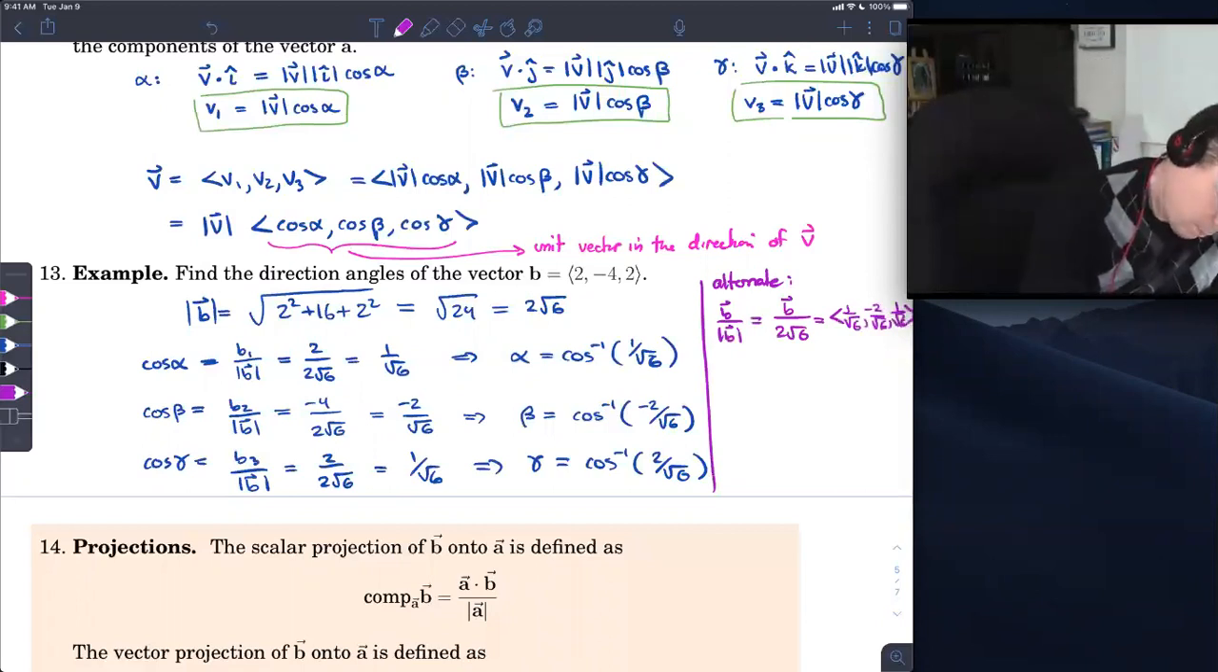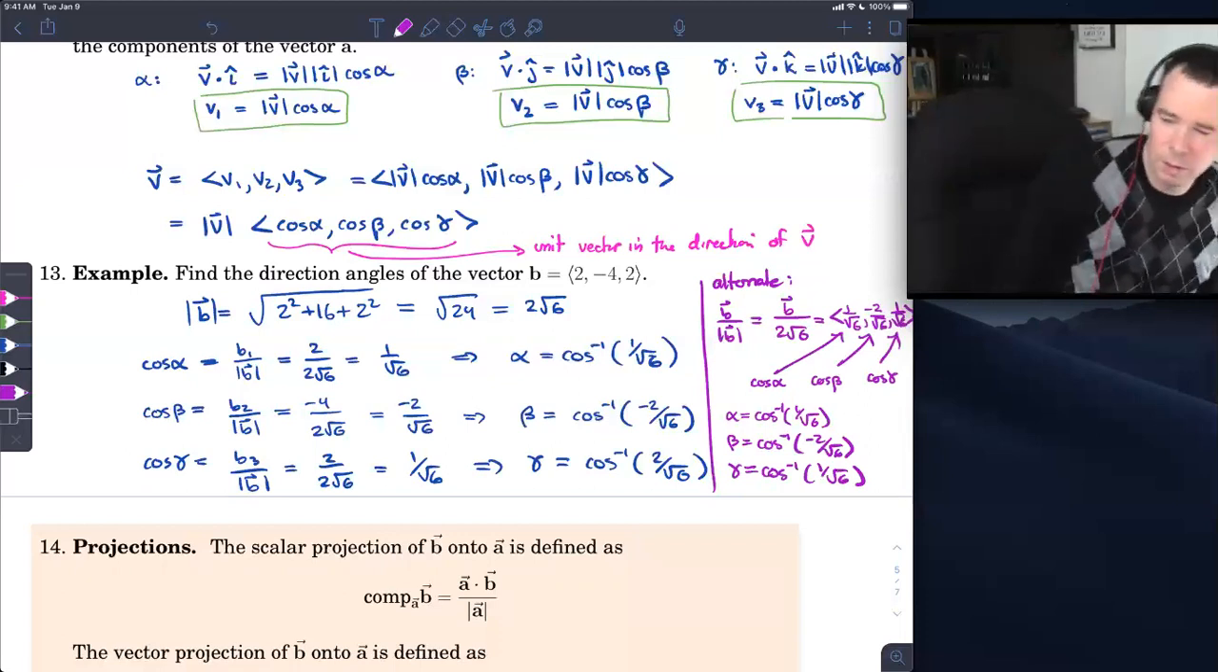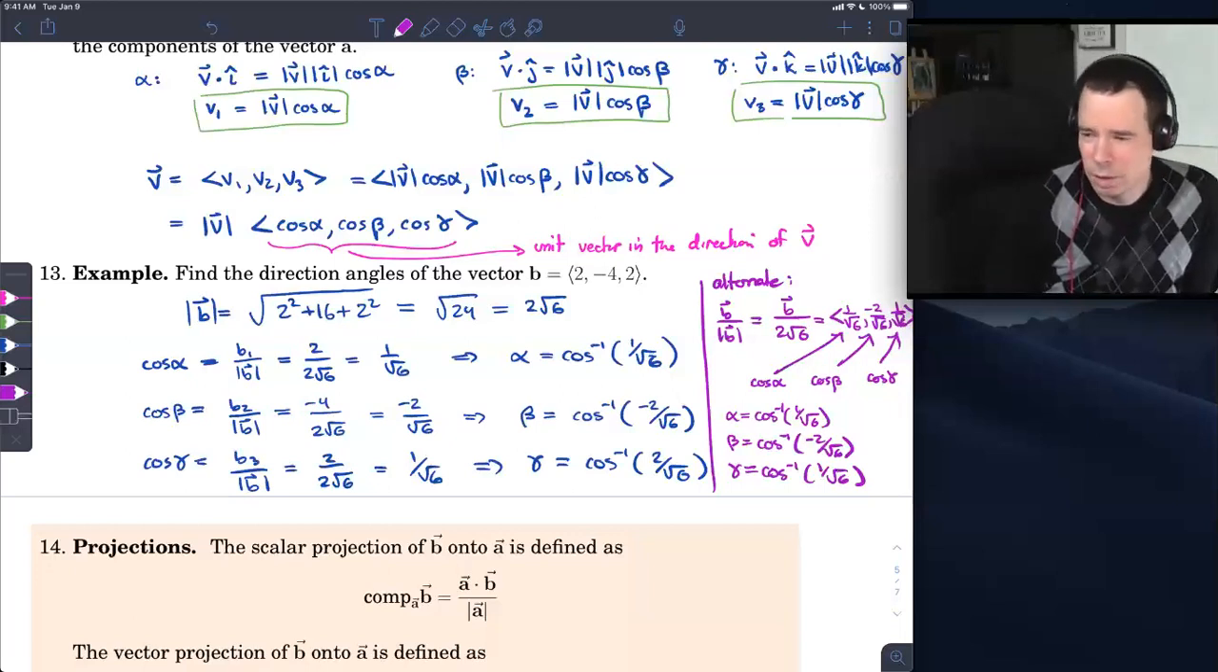And then we know that this is cosine alpha, this is cosine of beta, and that is cosine of gamma. So that means that alpha is equal to arc cos of 1 over root 6. Beta is arc cos of negative 2 over root 6. And gamma is arc cos of 1 over root 6. Yeah, exactly. So you can make the connection with the unit vectors and work with them that way. As you know, the components of the unit vector have to be the cosine of the direction angles, or in other words, the direction cosines.